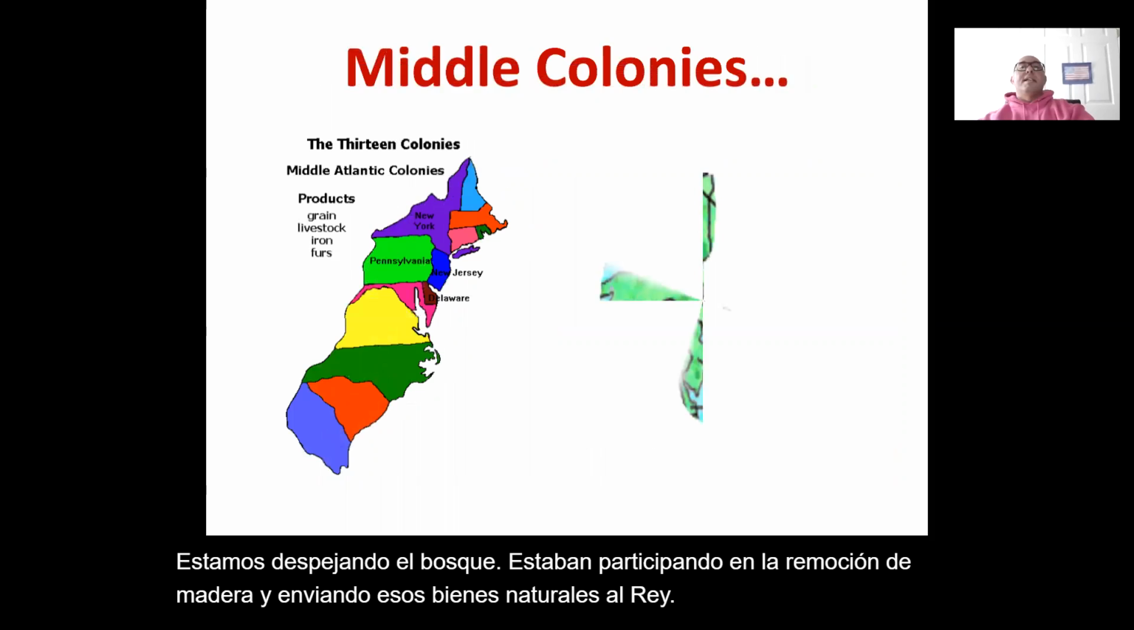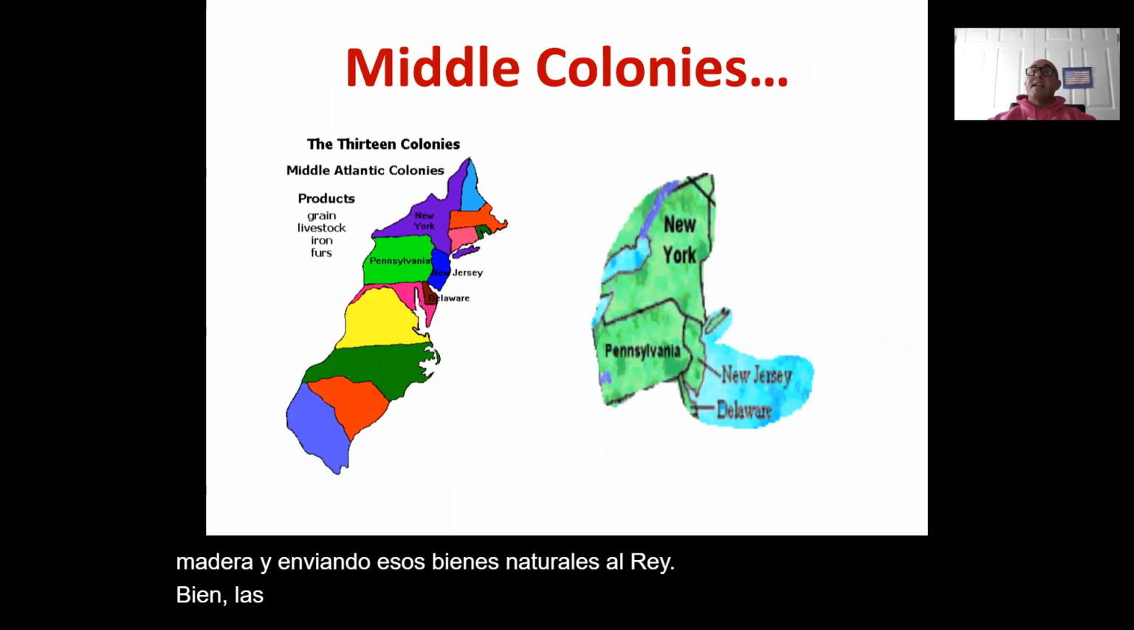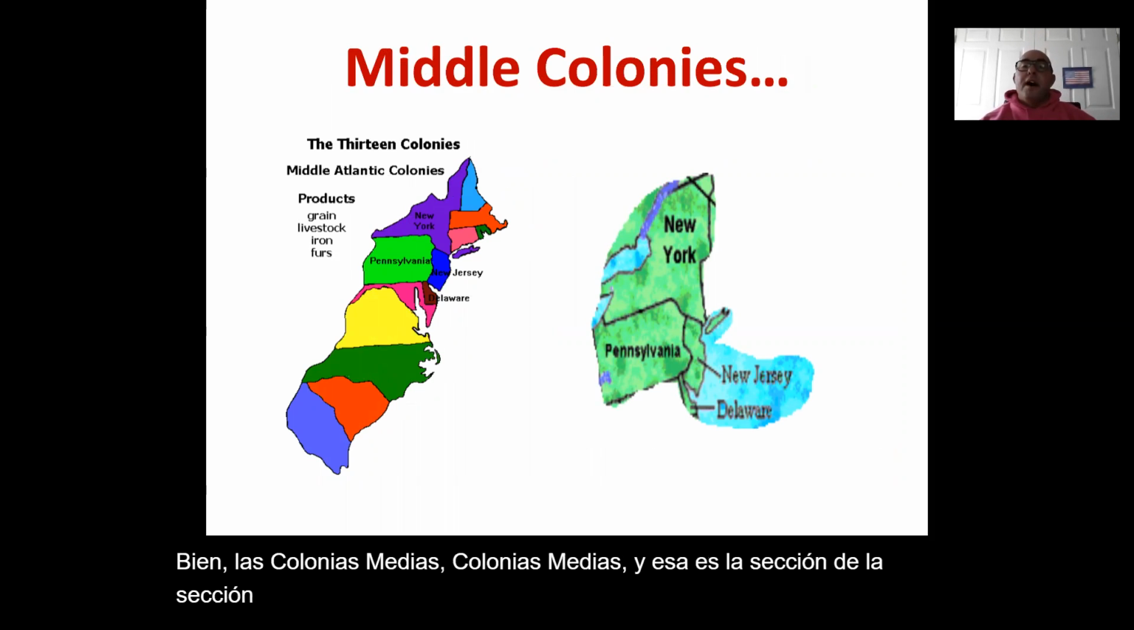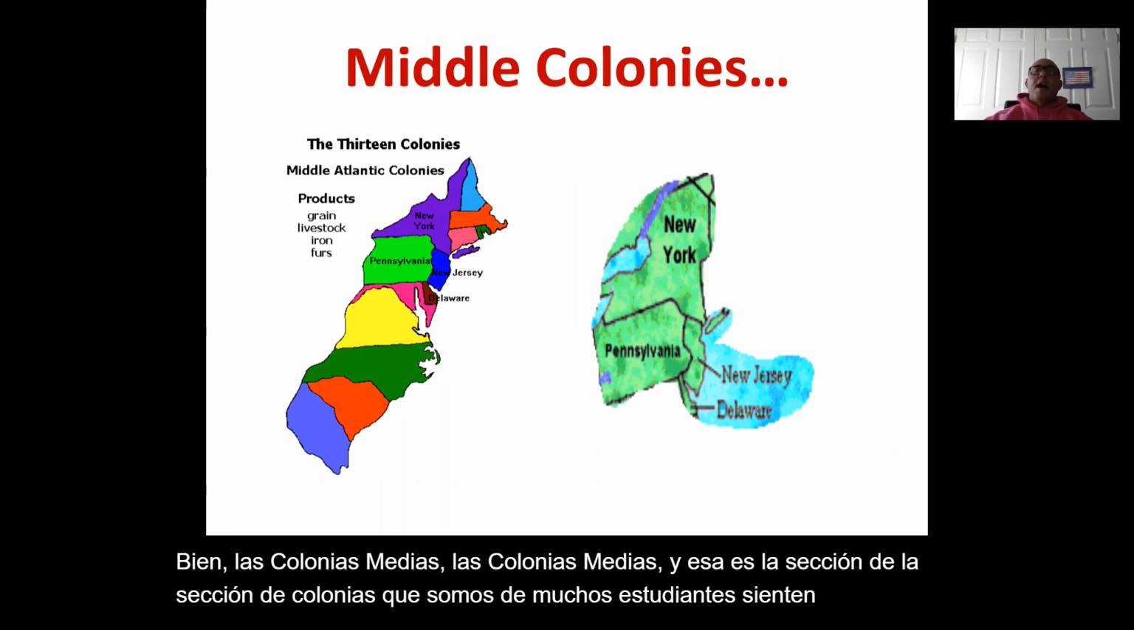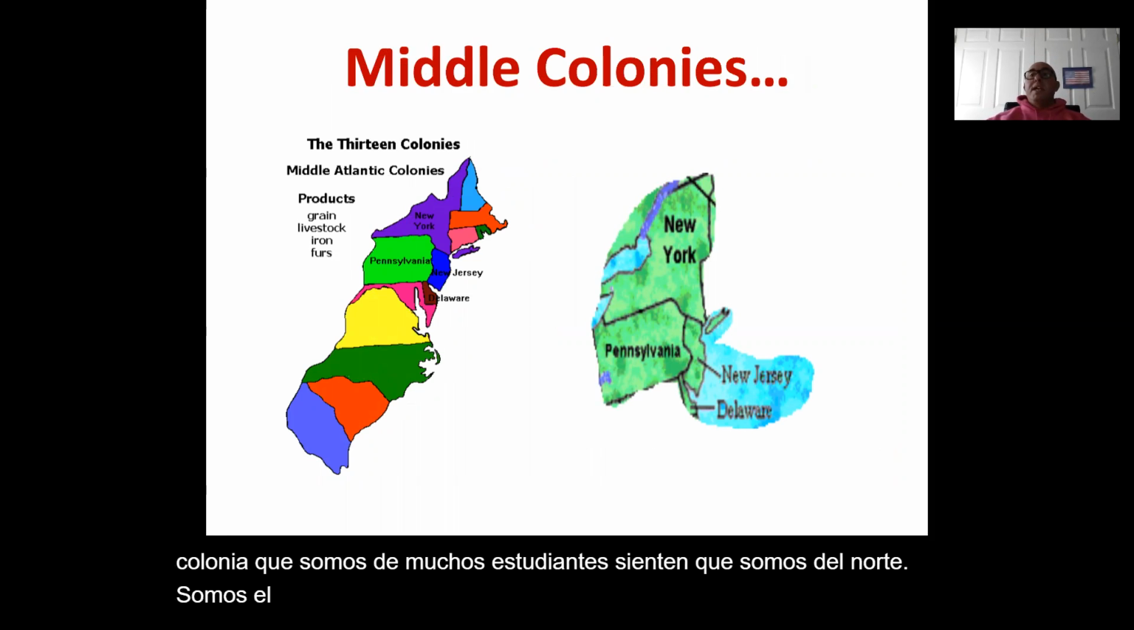Okay, the middle colonies, and that's the colony section that we're from. A lot of students feel that we are northern. No, we are the middle colonies, where a lot of the wheat, bread, and grains were produced.